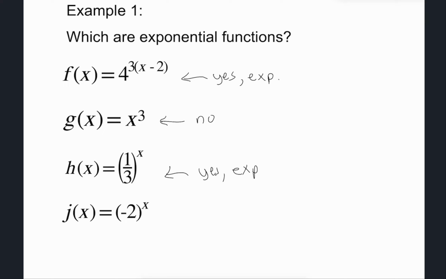Now, the problem with j of x, it almost looks like an exponential. We have an x in our exponent location. But because of this negative here, this is actually a type of oscillating function. It goes from positive to negative and positive to negative. And so, no, that would not work. So you have to have a positive base. Now, you could have a negative in front of the 2 to the x, but that's a different type of exponential function.